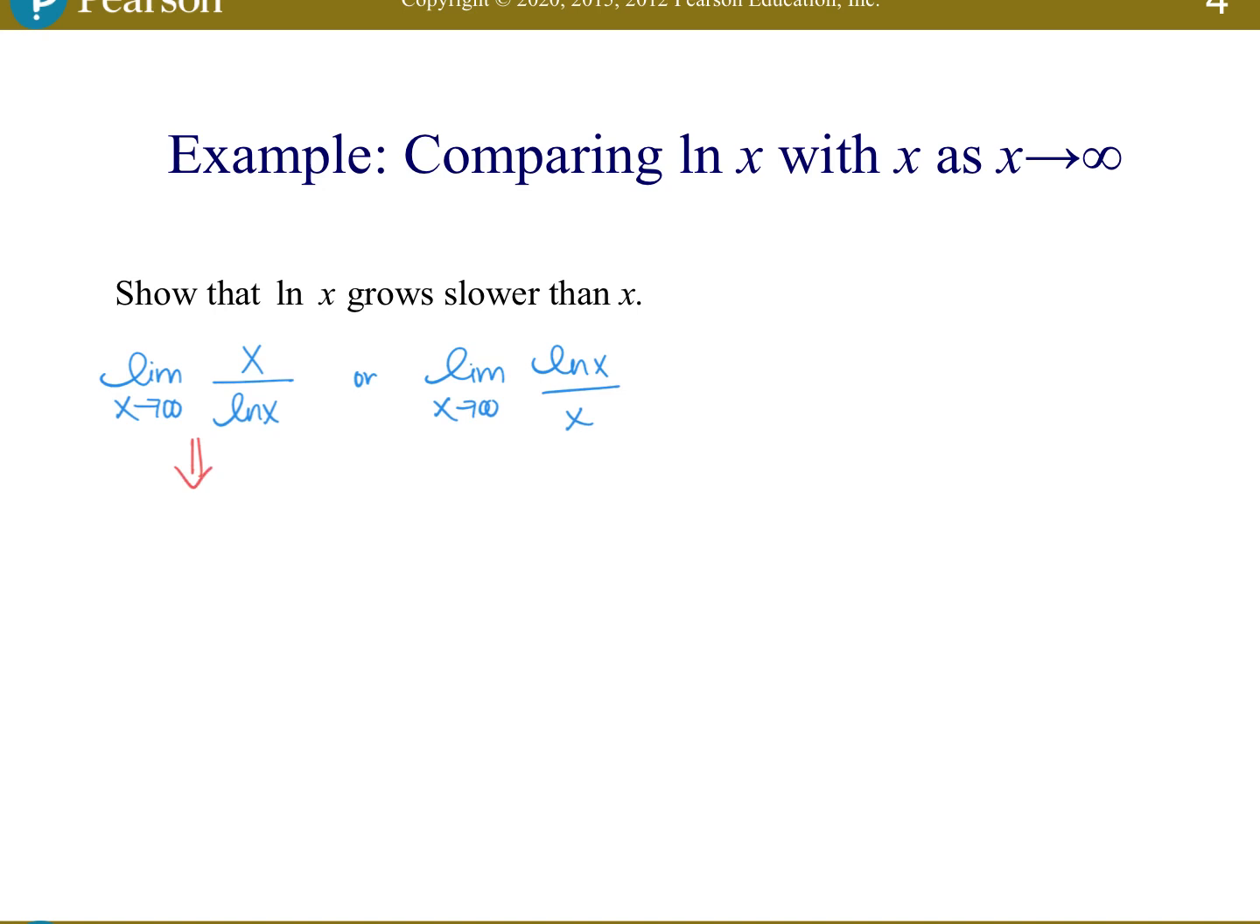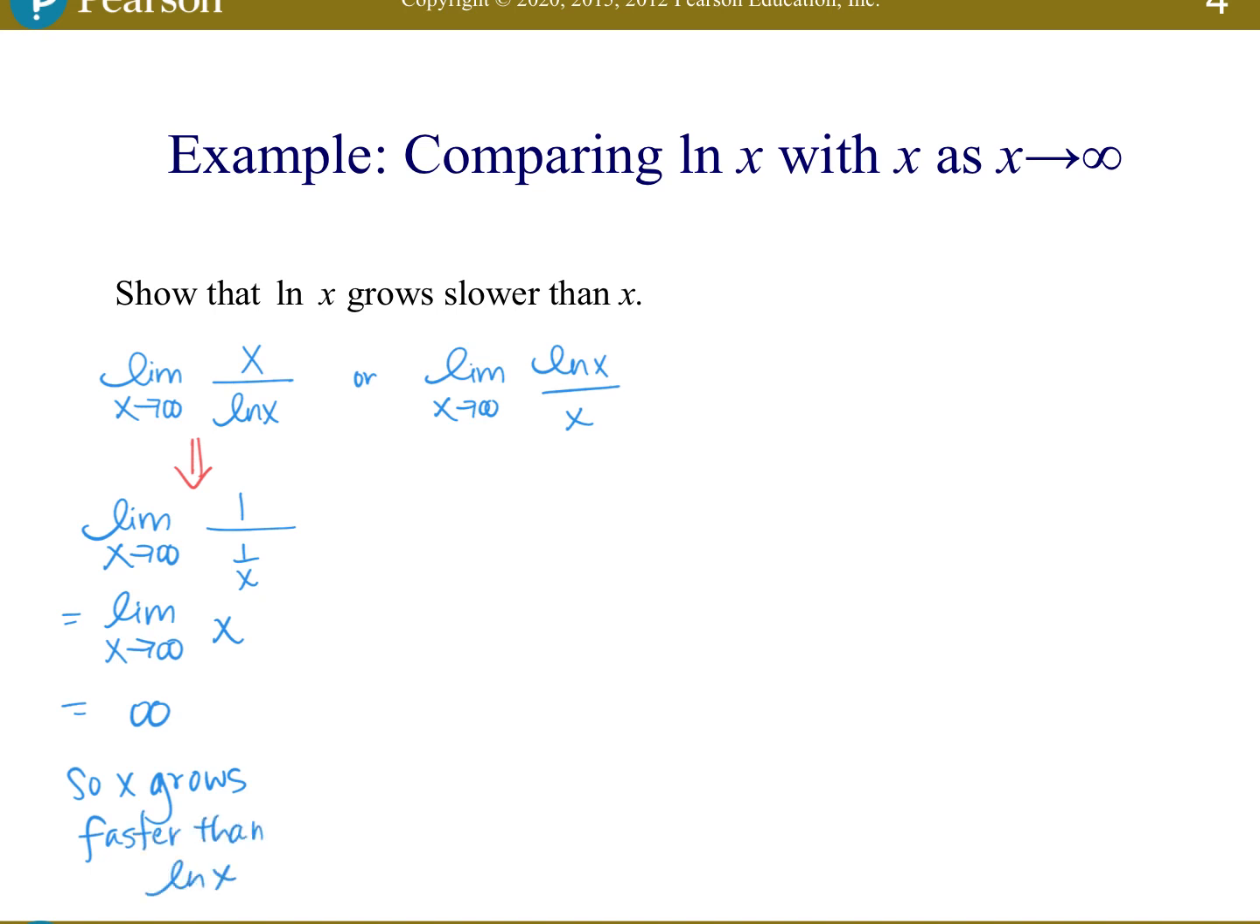All right, because that's infinity over infinity, it's indeterminate. We'll have to apply our derivatives. So the derivative is 1, and then 1 over x. And simplifying that, we get x, which means we get infinity. And if we get infinity, then that means that the numerator grows faster than ln of x.